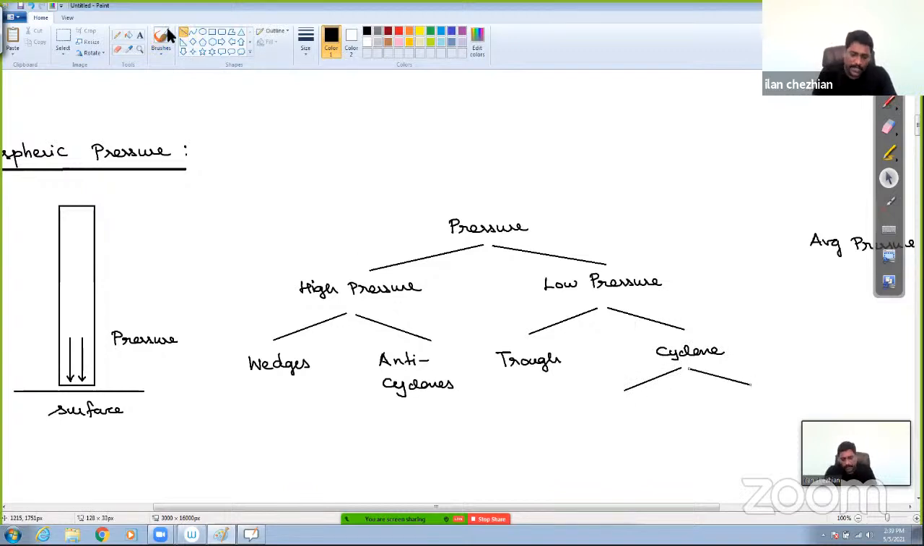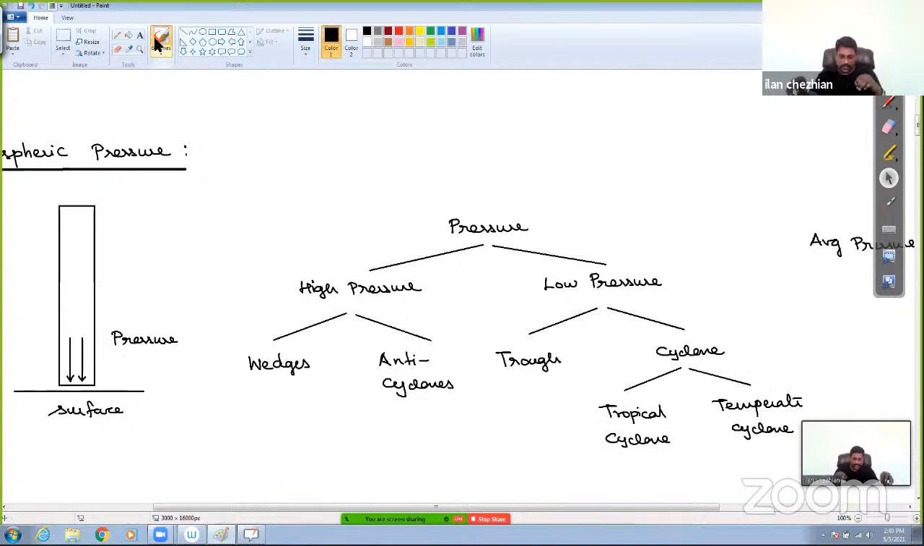So when I talk about cyclones, you have two types of cyclones, my friend. One, I call tropical cyclone, and two, temperate cyclone. Tropical and temperate cyclones are the two different types of cyclones we have.